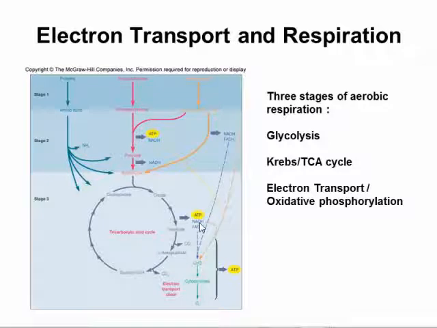And then because you need to regenerate NAD plus for glycolysis to work, the electrons are going to be transferred from NADH to an electron transfer chain, which eventually puts them onto oxygen. So you have these 3 main steps: glycolysis, the Krebs tricarboxylic acid cycle, and then electron transport and oxidative phosphorylation. And it's the oxidative phosphorylation step which will generate a lot of ATP.